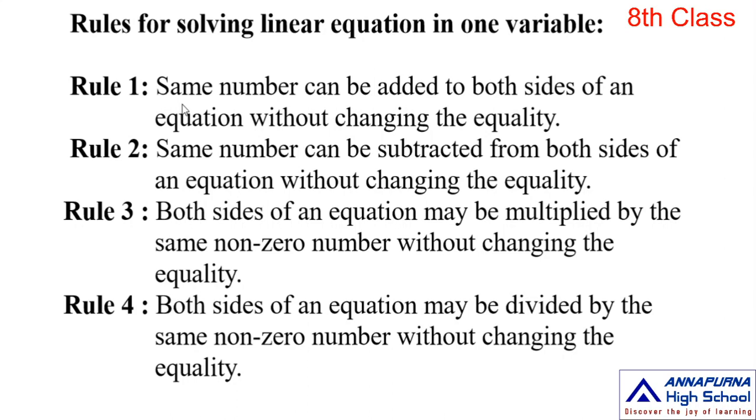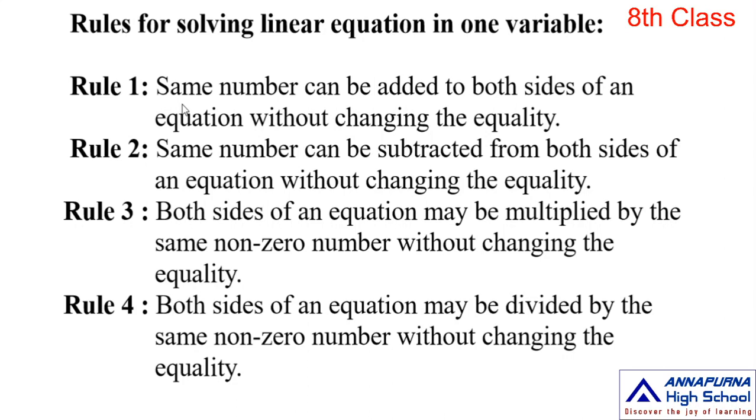Rule 1: the same number can be added to both sides of an equation without changing the equality. This is the first rule. If you add any quantity to both sides, the equality relation doesn't change. And rule 2: the same number can be subtracted from both sides of an equation without changing the equality. So in the first rule, you add some quantity to both sides. In the second rule, you subtract something from the two sides.